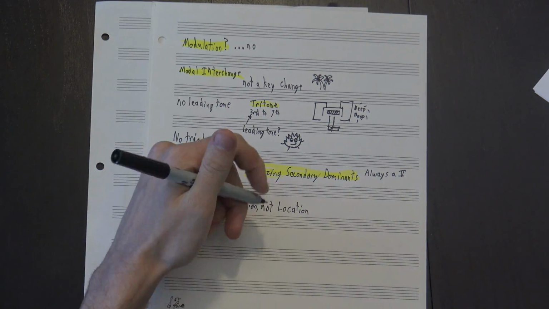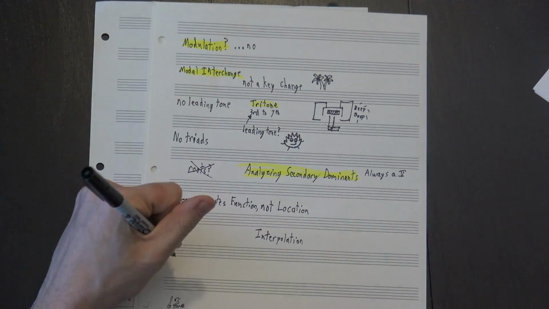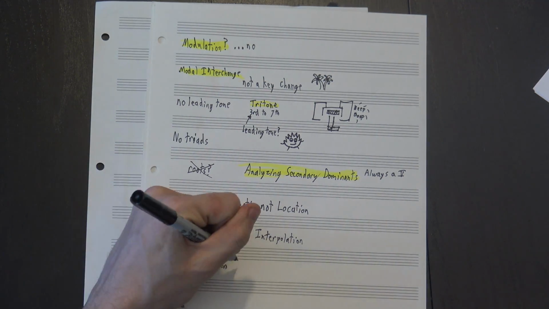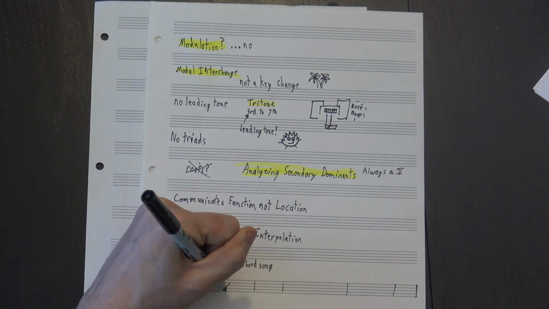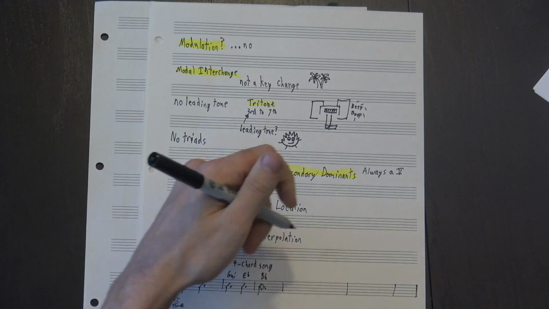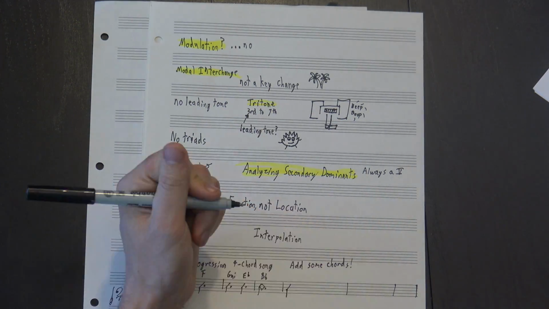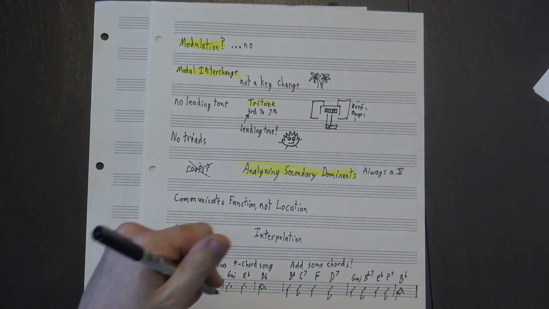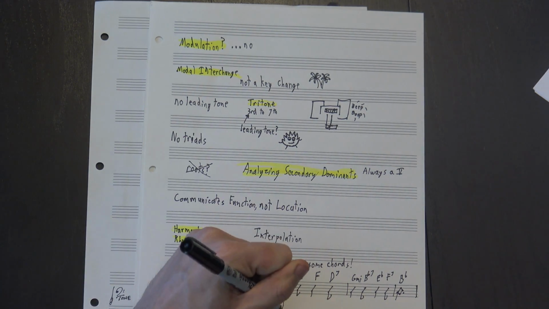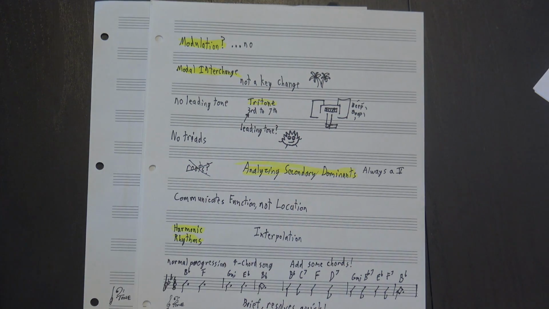One common use of secondary dominants is what's called interpolation. This is where you take a regular chord progression like the 4-chord song we talked about in our harmonic rhythms video, and just add some chords in between. Here, the secondary dominant is brief and resolves quickly, simply providing a little extra guidance through the harmony.